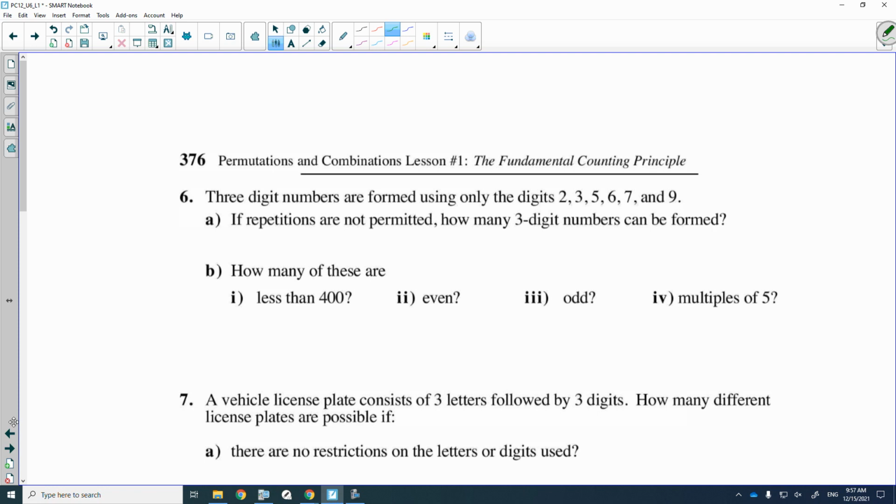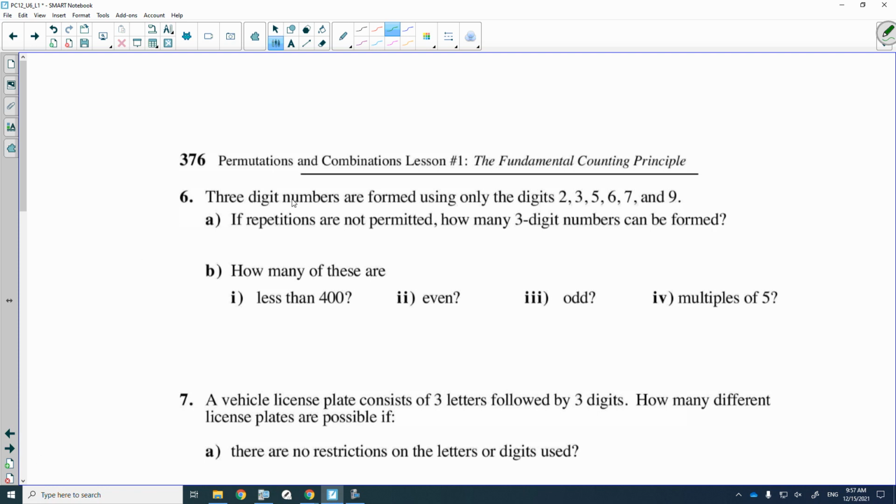Let's look at number six. And what I really want you to do is you should be pausing this, try to do it yourself. Number six is a little bit complicated, so try it yourself. And then if you can't figure it out, unpause it and watch how I would do it.